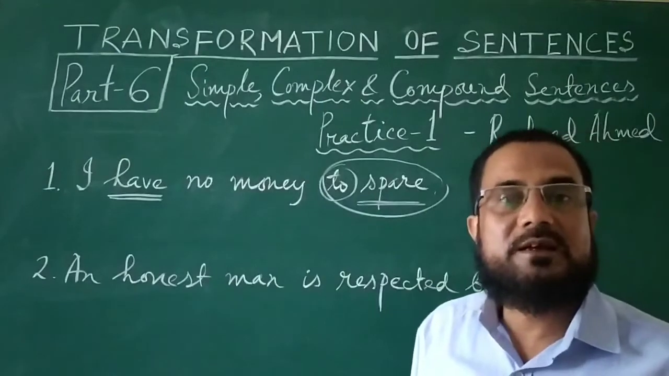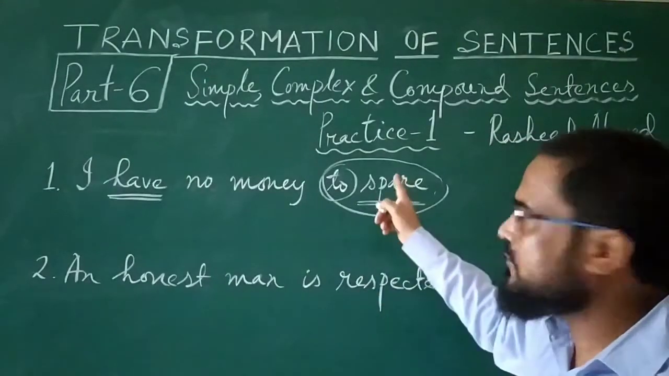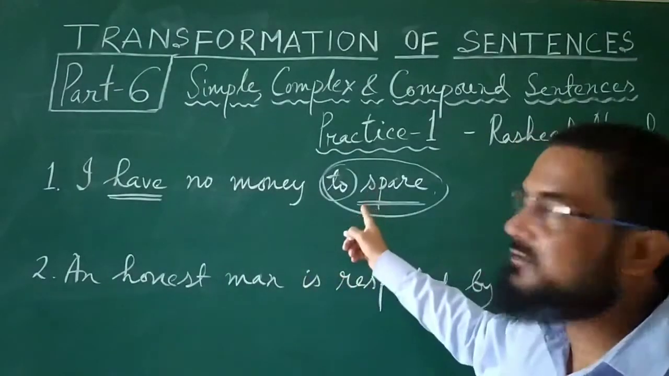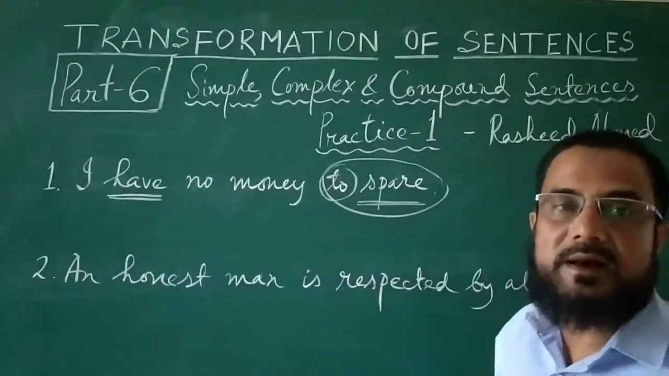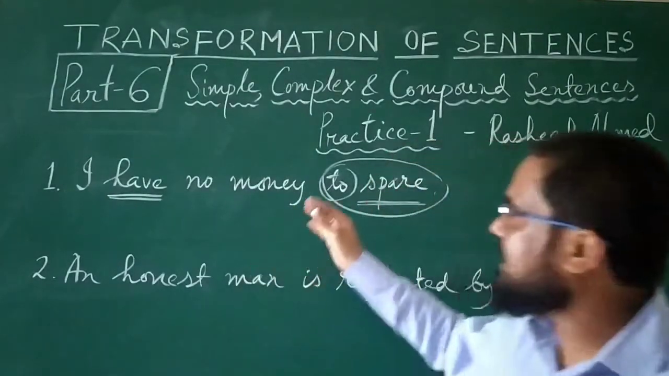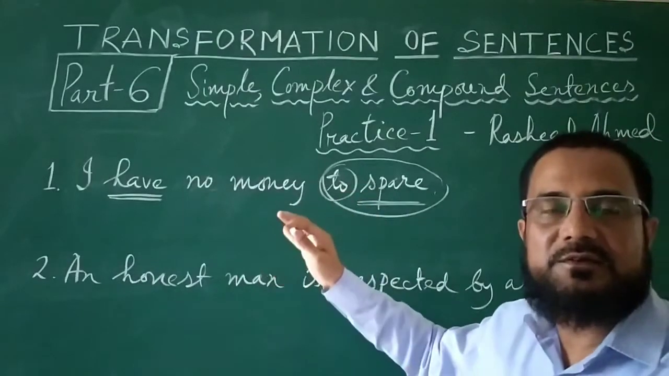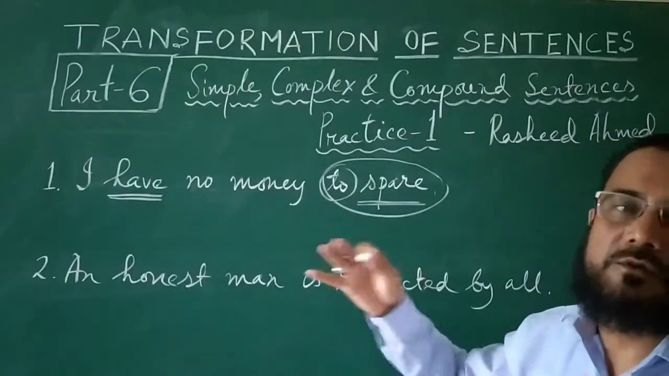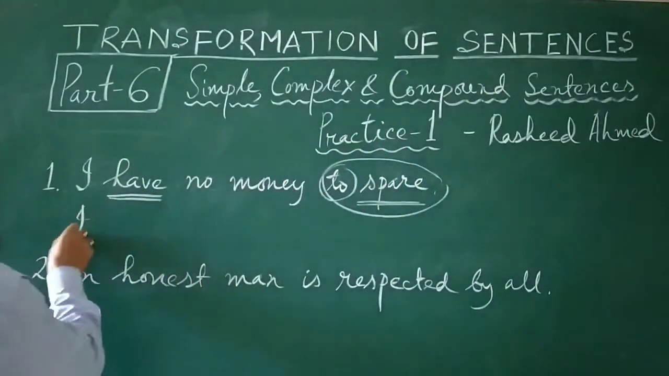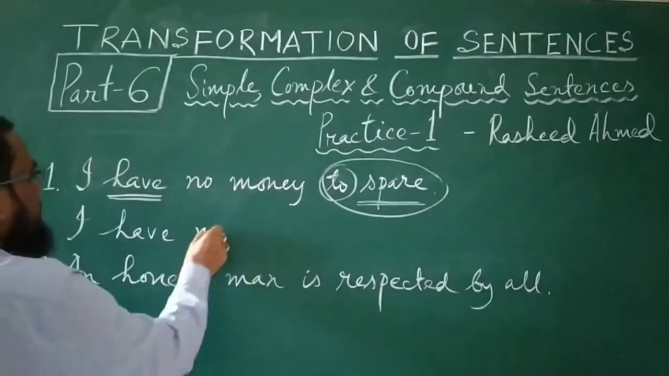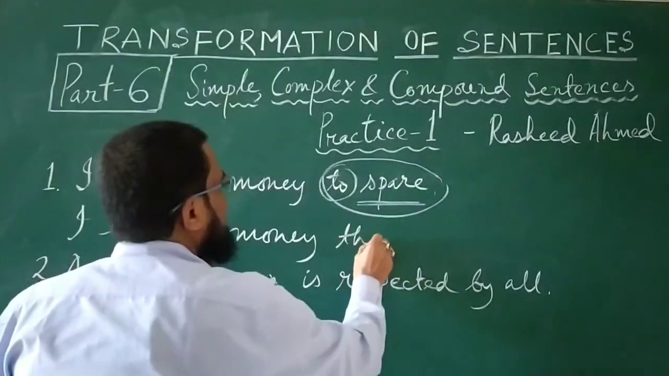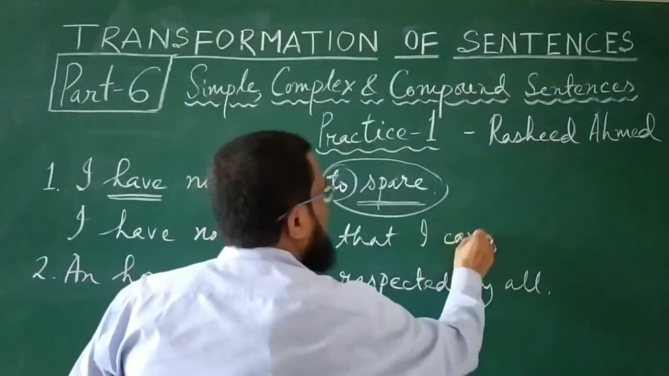Now, our job is to make it complex. How to do it? This non-finite verb should be changed into finite form. And when we change it into finite form, instead of writing to spare, you have to bring a subject also here. And then you will find there are two clauses, two subjects and two predicates. And there you will find two finite verbs also. I have no money to spare. Instead of to spare, we will write, the first part will remain the same, I have no money. To spare will become that I can spare.